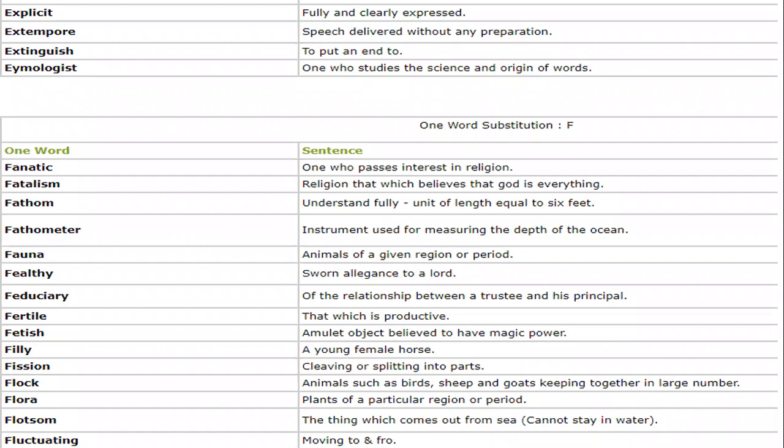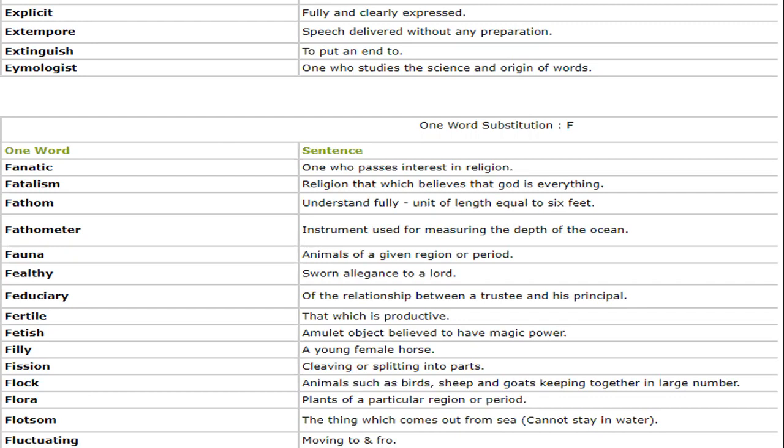Explicit, that is clearly expressed. Extempore, speech delivered without any preparation, so it is extemporal. Extinguish, to put an end to. Etymologist, one who studies the science and origin of words.